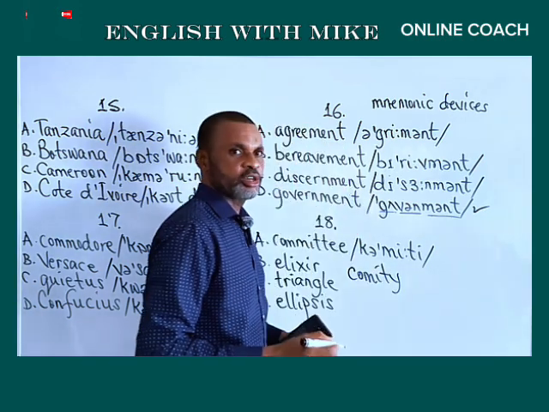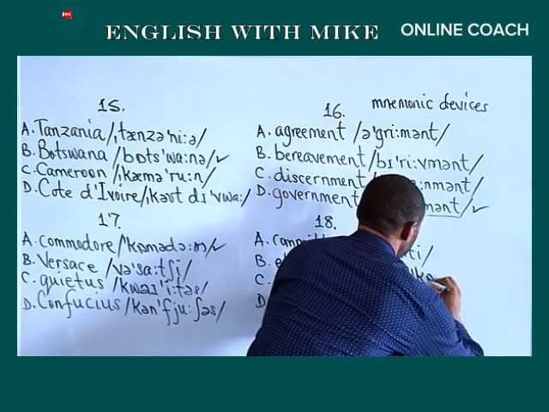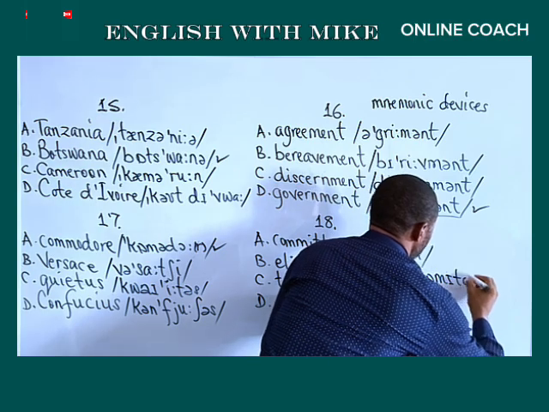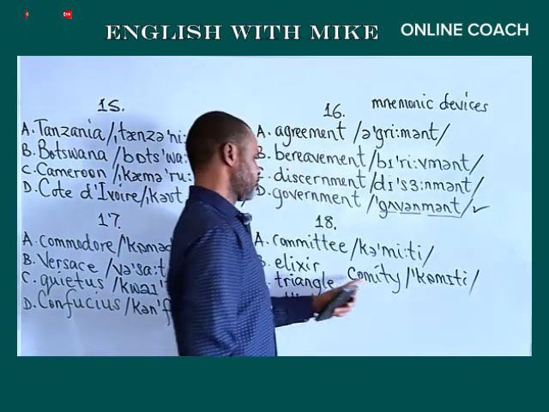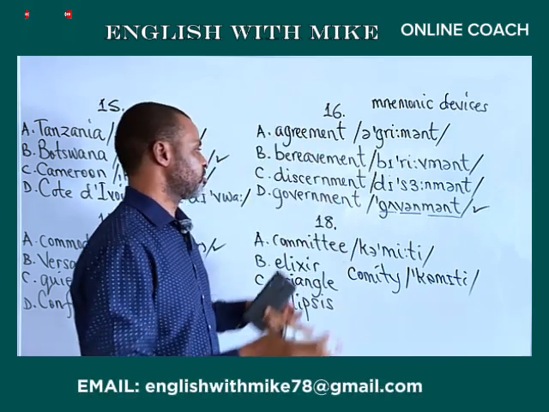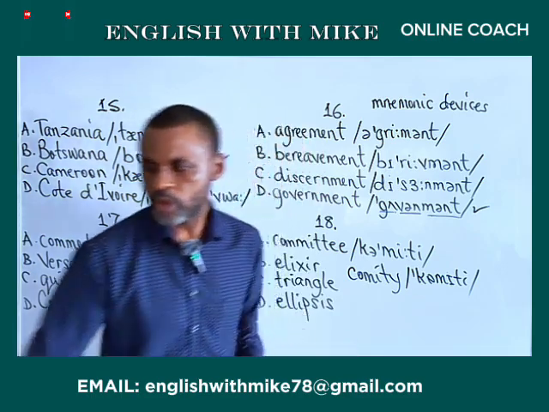Please do not confuse that with this committee, as in the Committee of Nations, because this one is committee. This one is committee, the group of countries or blocks of countries, the Committee of Nations. However, the first one is committee.